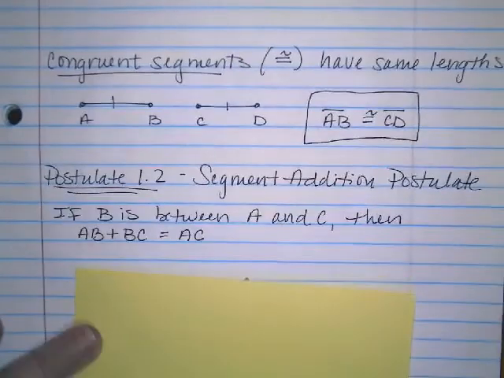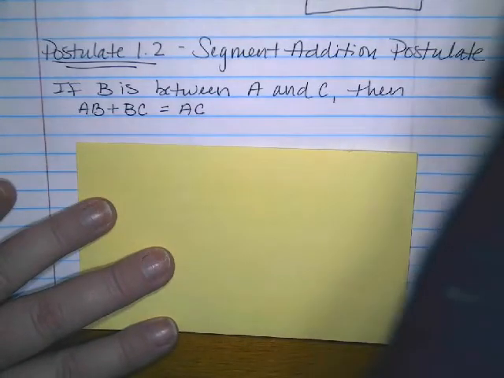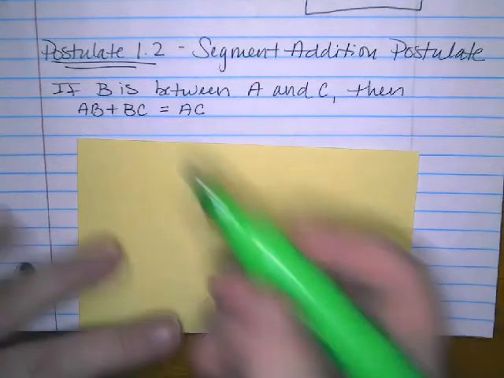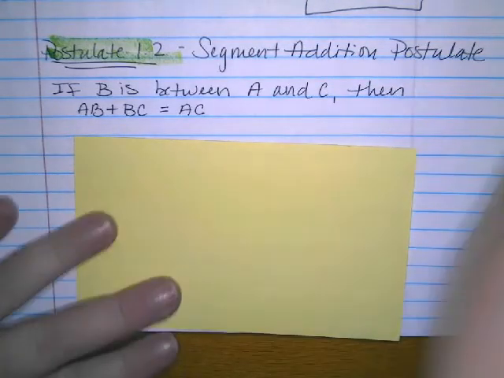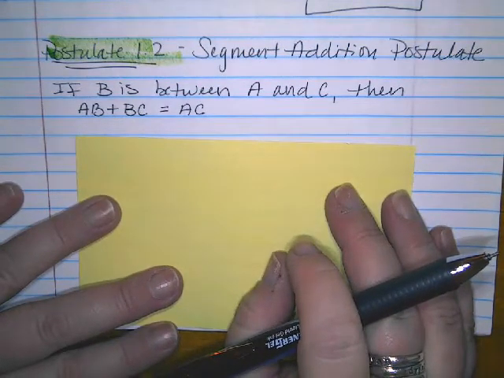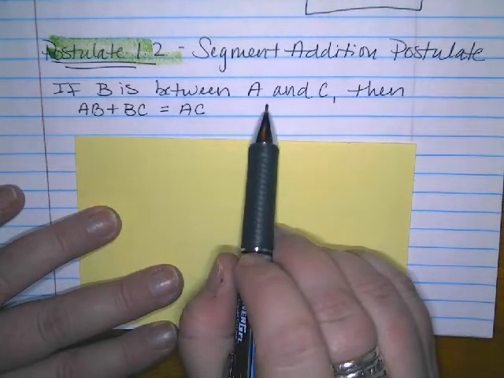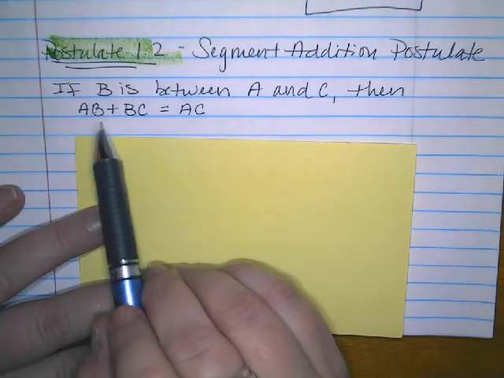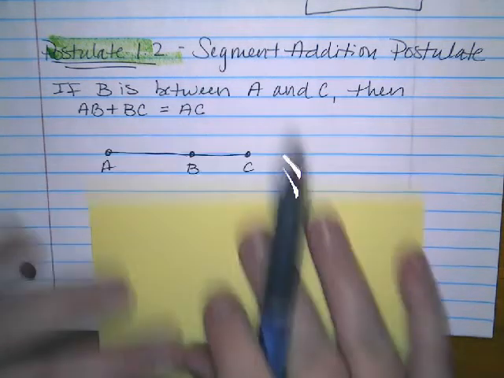Okay? And the last postulate for today is postulate 1.2. And it is talking about segment addition. So we're going to take those segments and we're going to add them together, and we're going to do a lot of that. So what it says is that if B is between A and C, then AB plus BC has to be equal to AC. So let's see what that looks like.